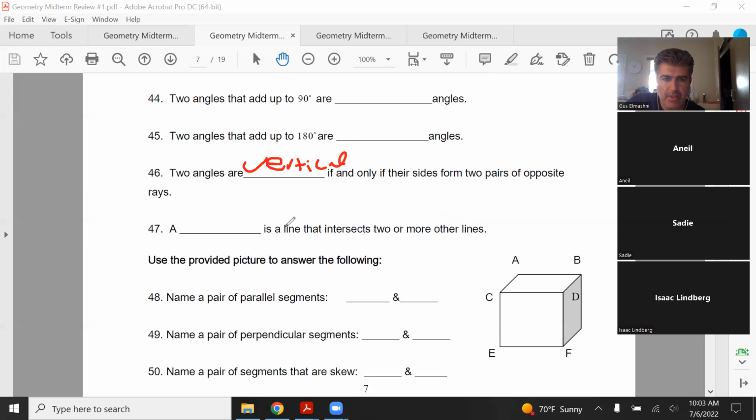A blank line is a line that intersects two or more. We would call that a transversal. We usually use it with parallel lines, but it could intersect two lines that are not parallel. Name a pair of parallel segments. There's a whole bunch here. AB and CD, that's one example. Perpendicular, you can say AC and CE if you want. Skew, you can say CE and AB. So that's that.